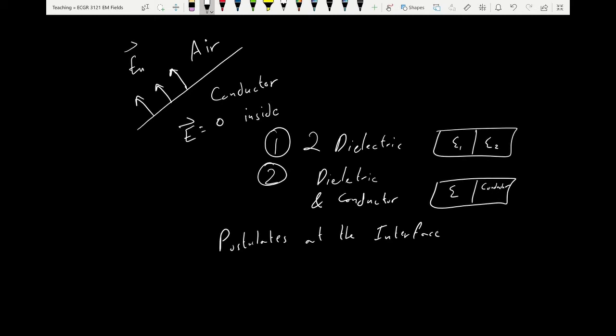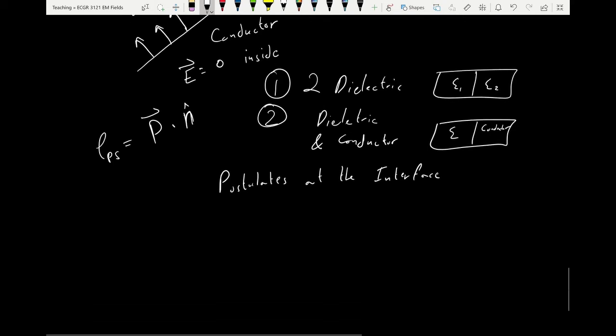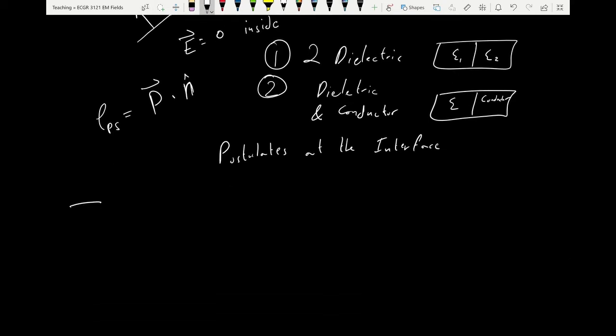The postulates and one of the results we got about the polarization at the interface, mainly this result, that the surface charge density due to polarization at the interface is just the polarization vector dot n hat, which is the normal vector to the interface. Okay, so let's start with the tangential components.